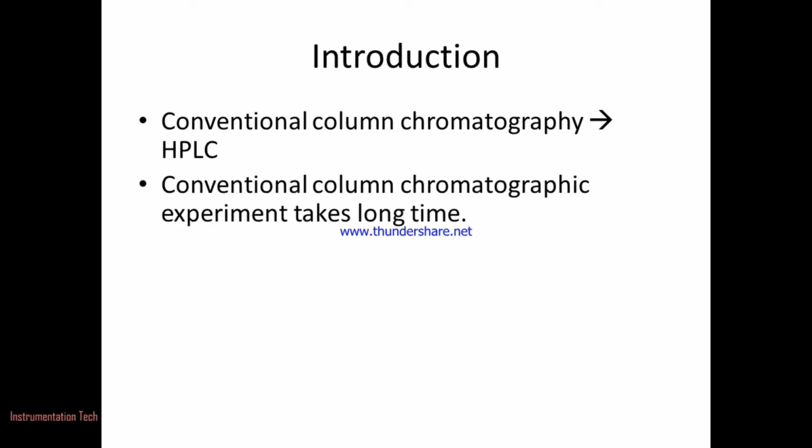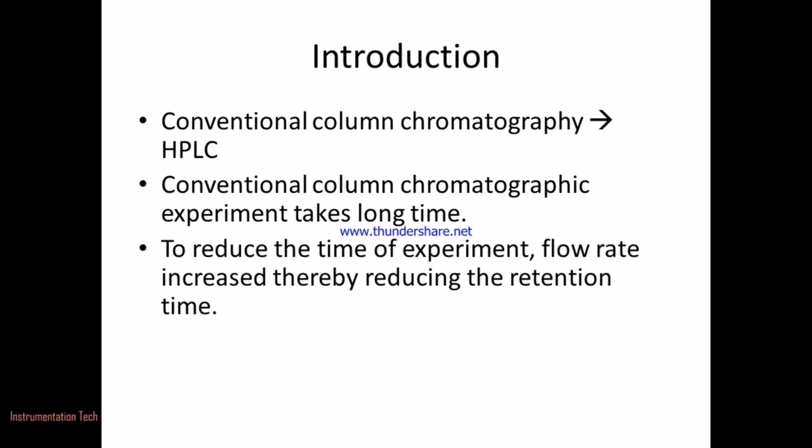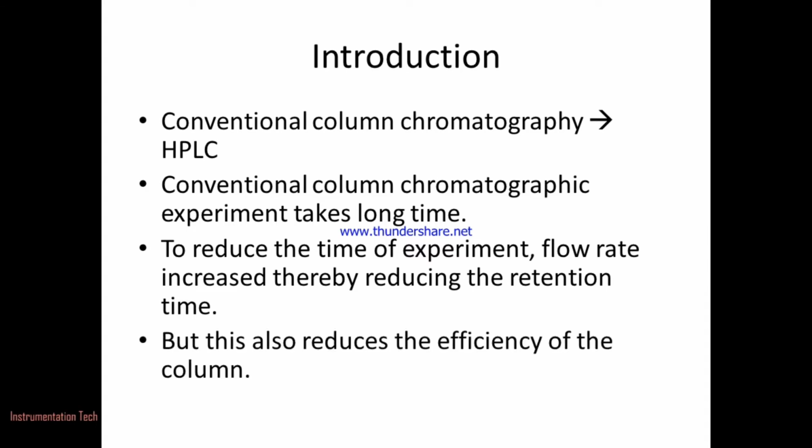Because a conventional chromatographic experiment takes a long time. To reduce the time of experiment, one can increase the flow rate, thereby reducing the retention time of the solute components. This reduces the time of experiment. It also reduces the efficiency of the column because the solute components undergo a lesser number of equilibrations, that is, the plate number is reduced.